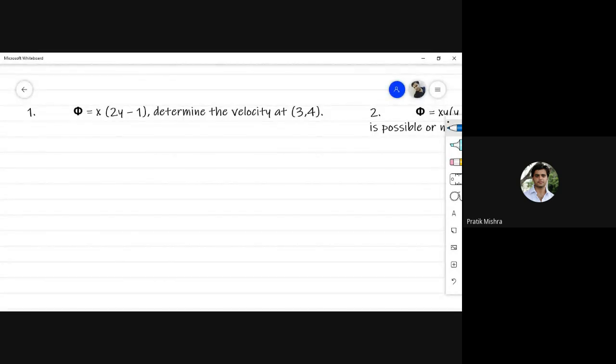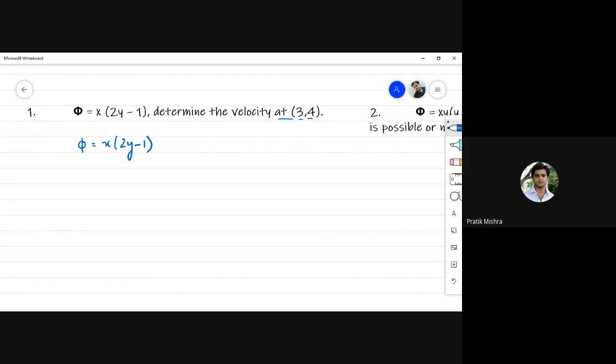In our tutorial number 6, our first question is: if your velocity potential function phi is given as x times (2y minus 1), you need to determine the velocity at (3, 4). You are given a point at which you need to determine the velocity, and that point is (3, 4).